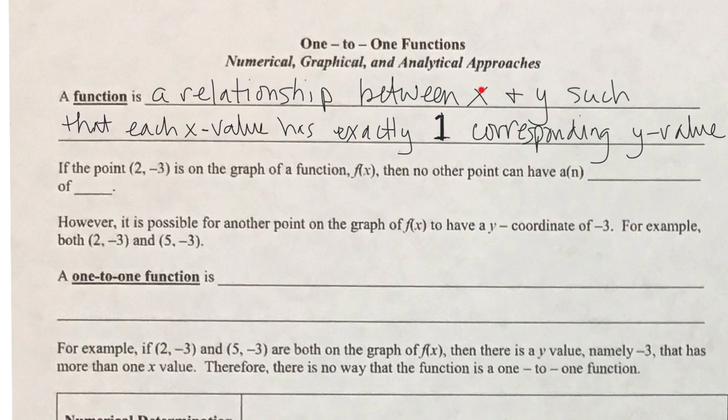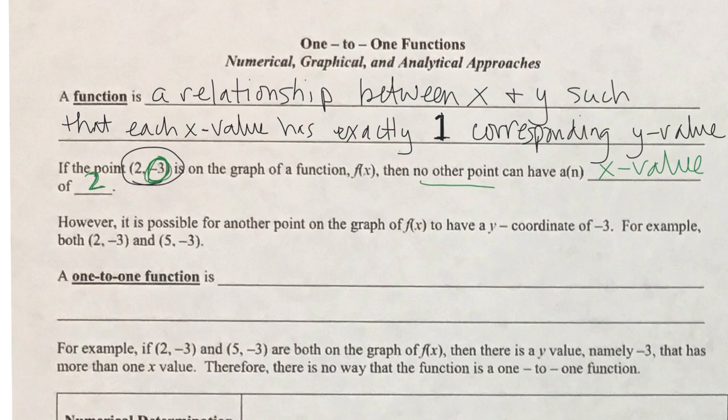So here's your basic definition. There is a relationship where every x value gives you exactly one y value. Okay, so that's what a function does. You give it an x, it gives you out some other, right, an output. So if we had this point, (2, -3) on some graph, that would mean that no other point can have an x value of 2, because the only x value goes to negative 3. Okay, so that's what it means to be a function, is that every x gives you exactly one y.